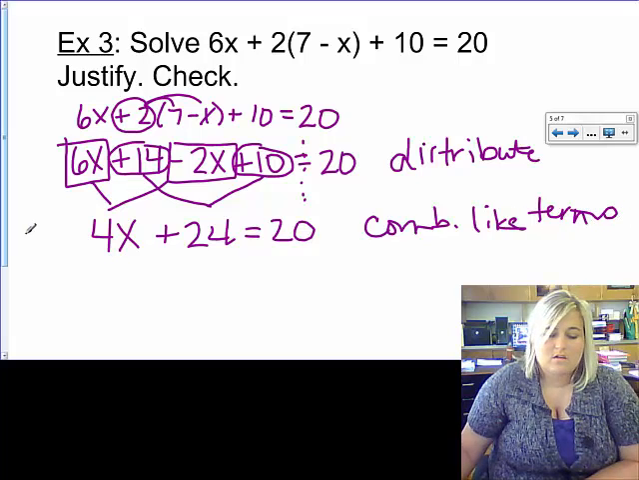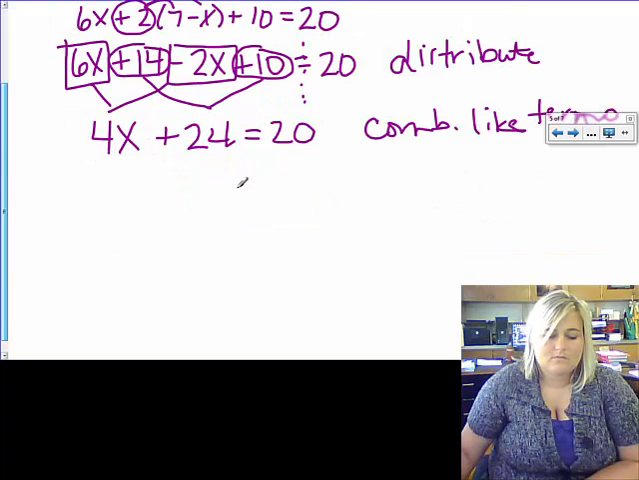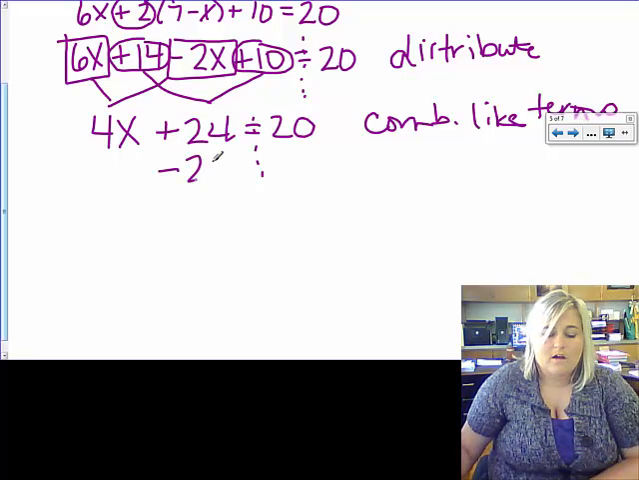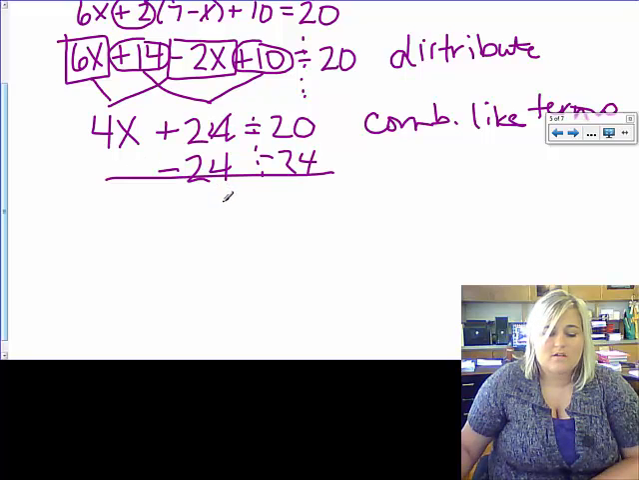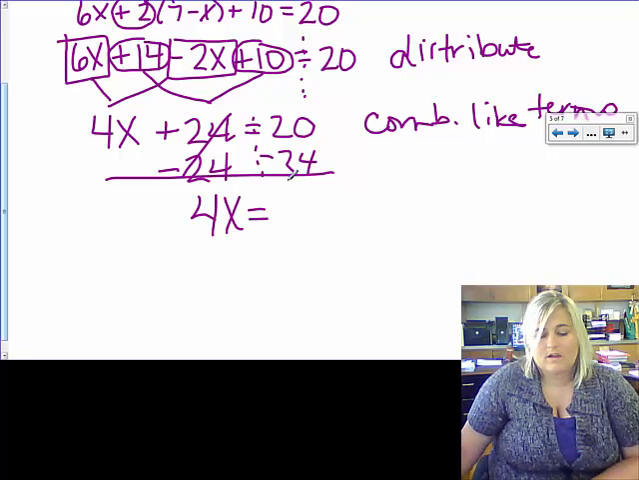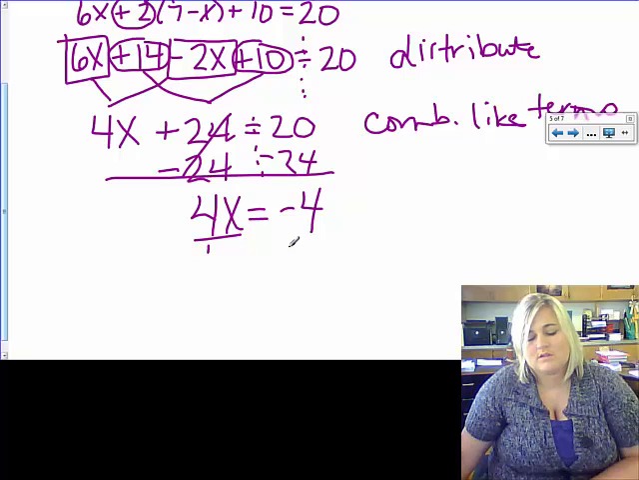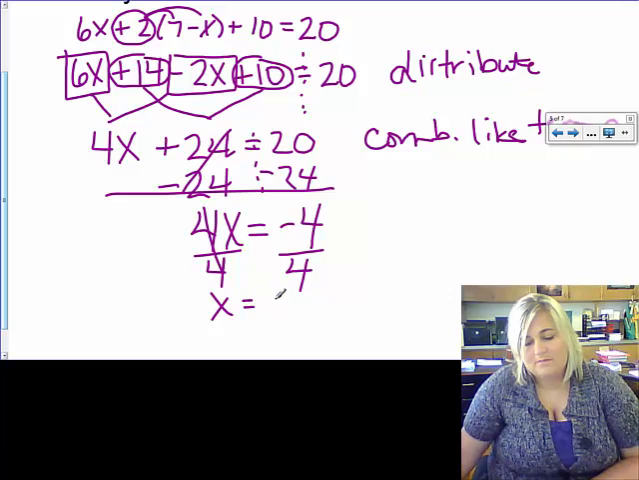Okay, now I'm trying to get x by itself, so I'm only going to look at the side that has x. That's the left hand side. I have 4x plus 24. The farthest thing away from x here is this 24. It's a positive, so the opposite would be to subtract it. So the 24s will cancel. I'm left with 4x. My equal sign comes straight down. 20 minus 24 is negative 4. And now to get x by itself, I have to do the opposite, which is to divide. What I do to one side, I must do to the other. Leaves me with x equals negative 1.